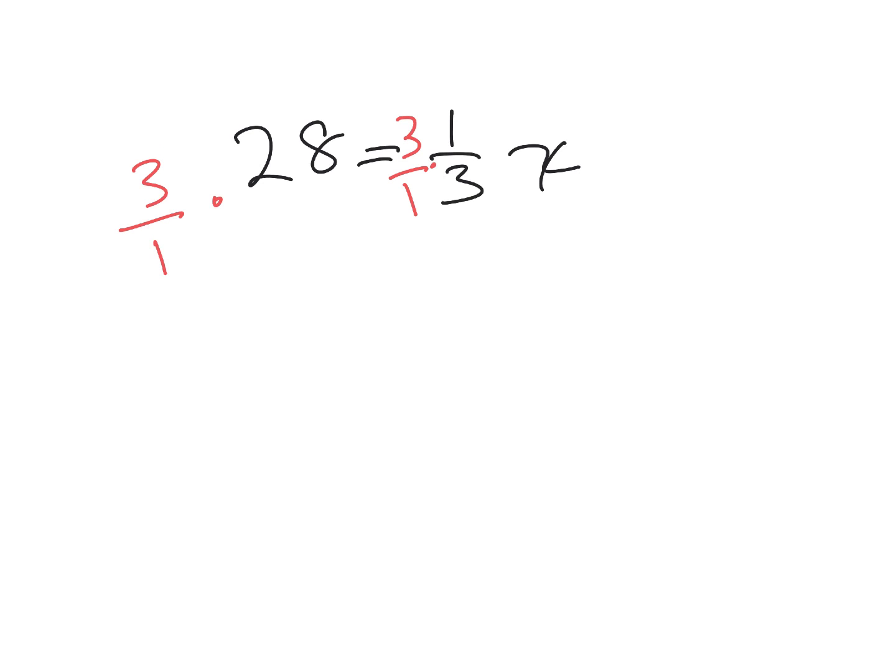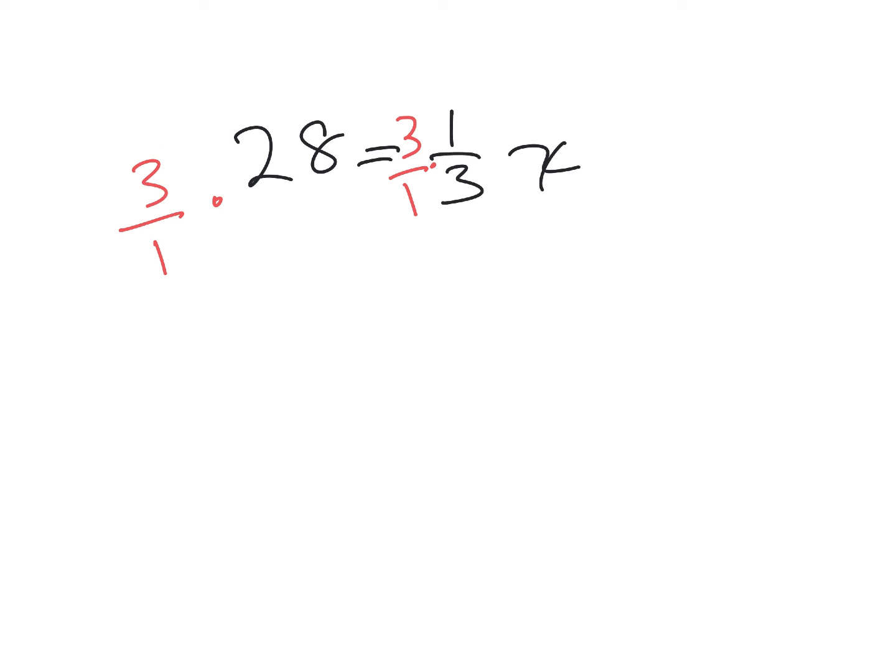Let's try a similar problem again. We have 28 is equal to 1/3 x. Here again, we ask ourselves, what is being done to x? It's being multiplied by 1/3. So the opposite of multiplying by 1/3 is to divide by 1/3. But I think it's a little cleaner to think of, instead of dividing by 1/3, we can multiply by the reciprocal. And the reciprocal just means to flip over the fraction. So we flip it over, we multiply.